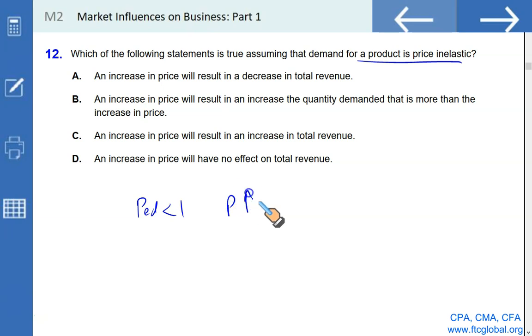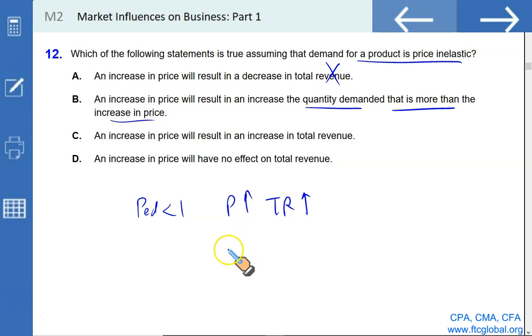When the price increases, the total revenue goes up. So this option is incorrect. An increase in price will result in an increase in the quantity demanded that is more than the increase in price. This statement is incorrect as well, because when the price increases, the quantity demanded will fall, but less proportionately. That's the feature of inelastic demand. When the price elasticity of demand is less than 1, an increase in price will cause a less proportionate decrease in the quantity demanded. So this would make this statement incorrect.